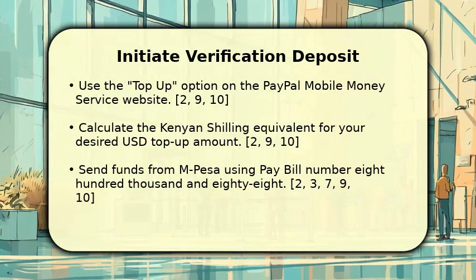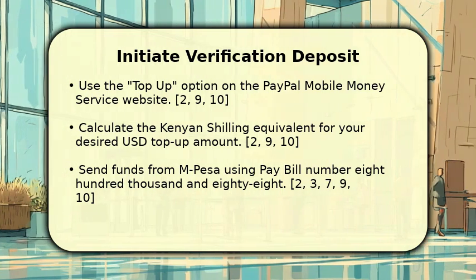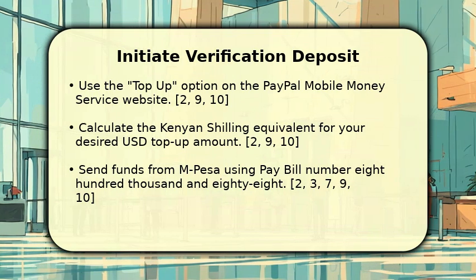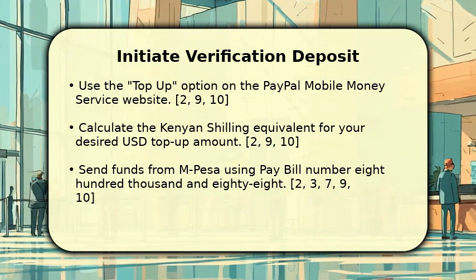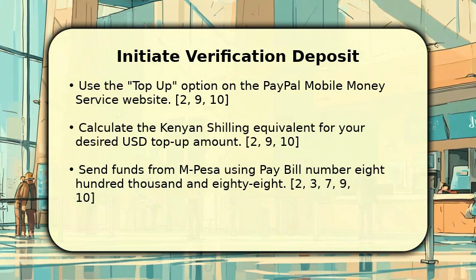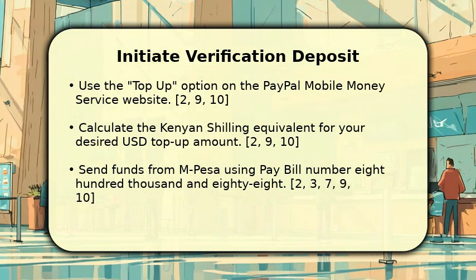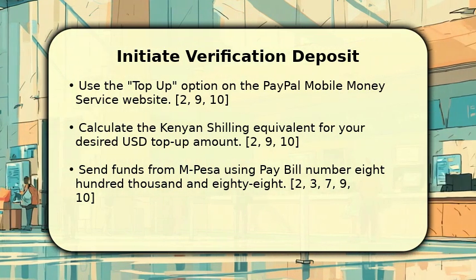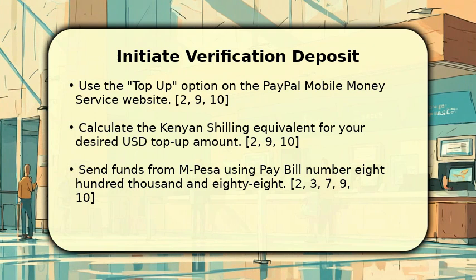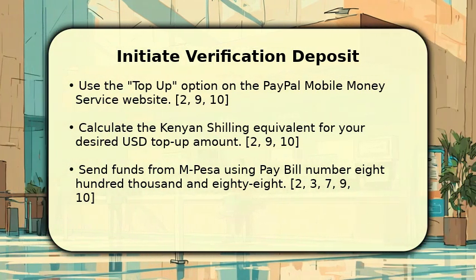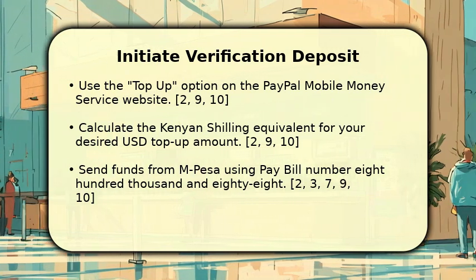Next, you'll initiate a small deposit from M-Pesa to PayPal, which serves as the verification step. On the PayPal mobile money service website, select Top Up and calculate the Kenyan shilling equivalent for your desired USD amount. Then, go to your M-Pesa menu, choose Lipa na M-Pesa, and select Pay Bill. Enter business number 800,088 and your M-Pesa phone number as the account number. Send the calculated amount to complete the transfer.